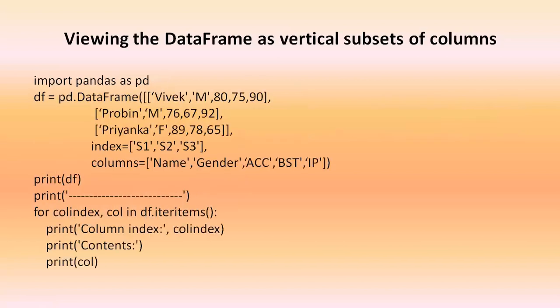After this you can also use a vertical subset of columns. In this manner you will see the output column wise. The program code is: first create the data frame, then print it, and then, according to the column index, with the help of a for loop you can do it.